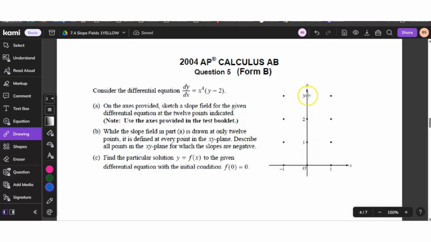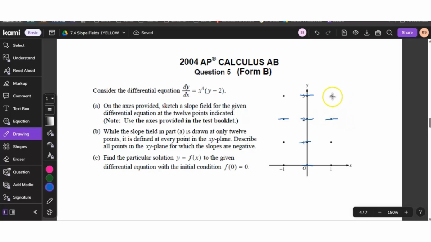So right here, if x is 0, does it matter what y is? No. So all of these ones are going to just be zeros. What value of y will make it 0? 2. So all of the times where y is 2 will also be zeros, because 2 minus 2. So when y is 2, all of these ones, independent of x, have to be 0. Now the other ones, we've got to plug them in.